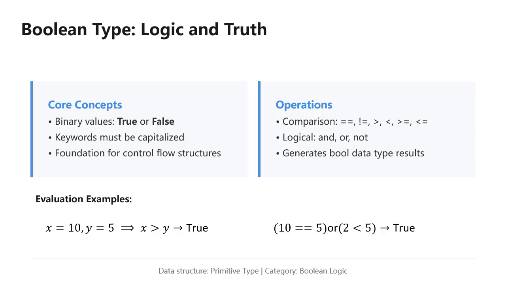We usually generate booleans using comparison operators, for example, using the double equal sign to check equality or the greater than and less than signs to compare values. These operations act like questions that Python answers with either a true or a false. Look at this evaluation here. If we have a variable x assigned to 10 and y assigned to 5, the expression x is greater than y evaluates to true.